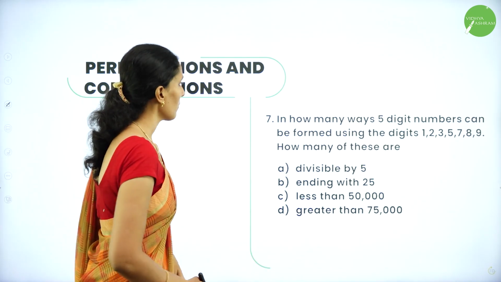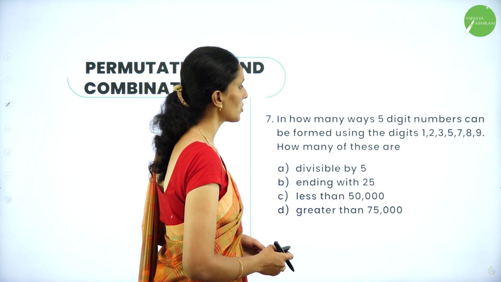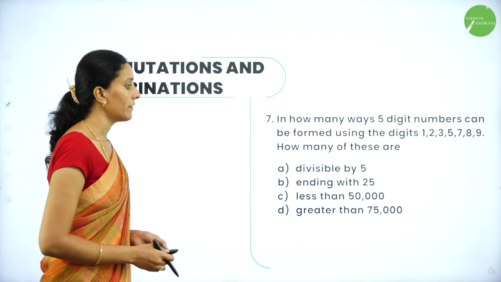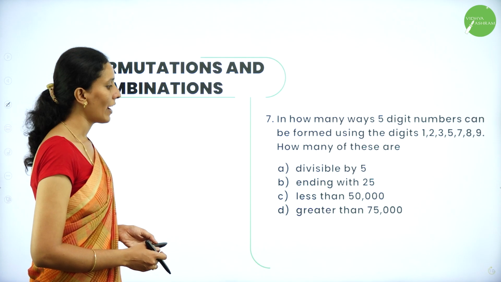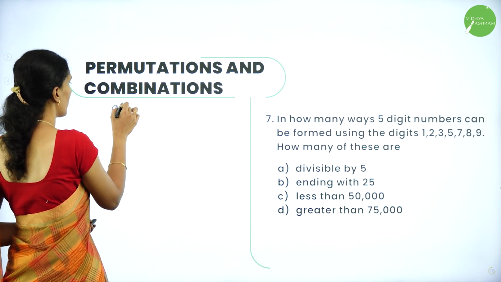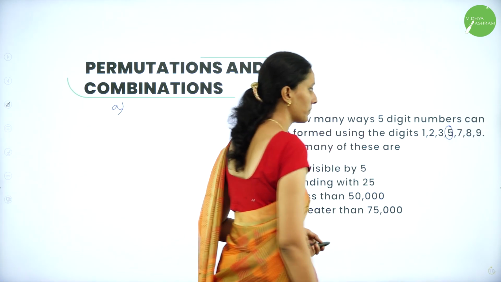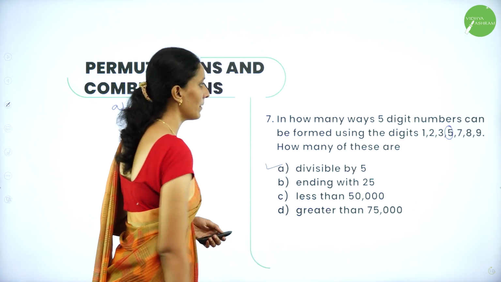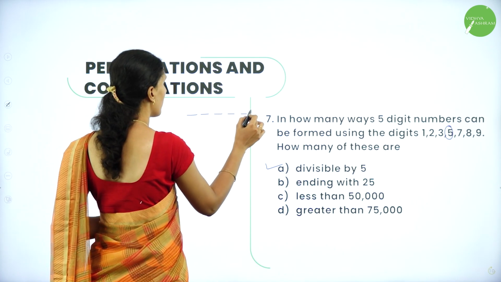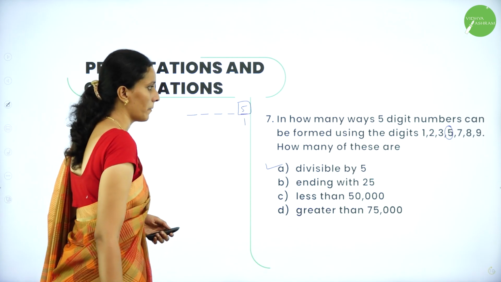Okay. In how many ways can 5 digit numbers be formed using the digits 1, 2, 3, 5, 7, 8, 9? How many of these are divisible by 5, ending with 25, less than 50,000, greater than 75,000. So, first one, divisible by 5 means the number must end with 5. So, I have a 5 digit number here. Okay. So, 5 is already fixed. The choice is only 1 here.